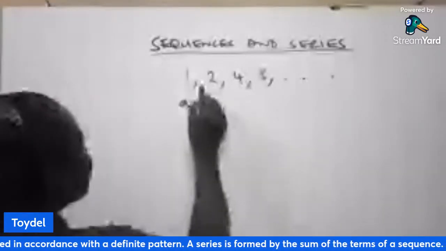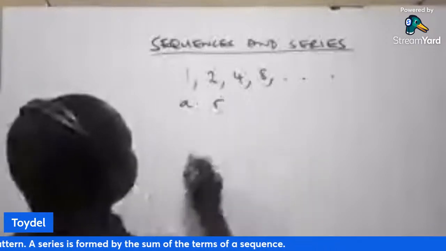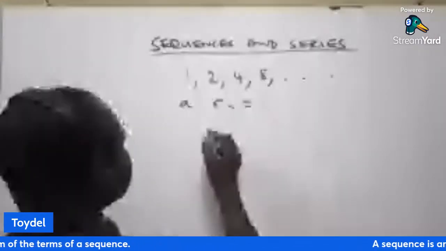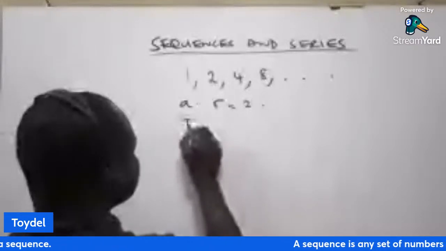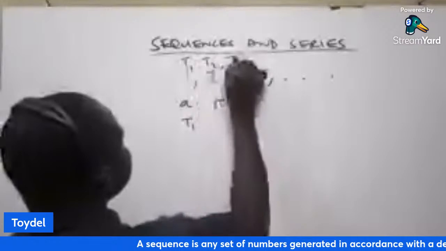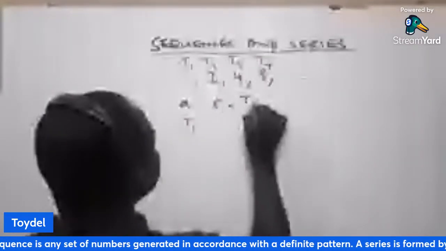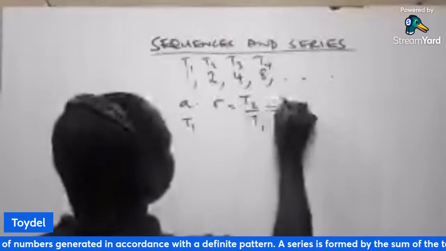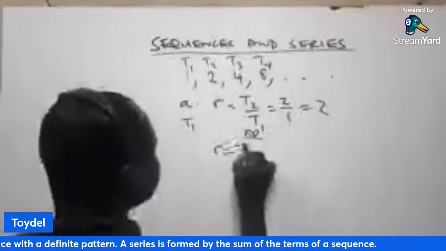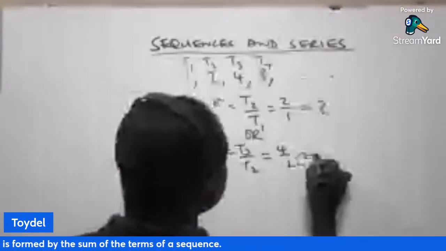So how do I get the second term? In this case, we denote the common ratio as R. Our R is equal to 2. How do we get that 2? This is T1, the first term, this is T2, second term, third term, fourth term. How do I get the common ratio? That will be T2 divided by T1, that is 2 divided by 1, that is 2. Or I can say R is equal to T3 divided by T2, and that is going to be 4 all over 2, and so 2.